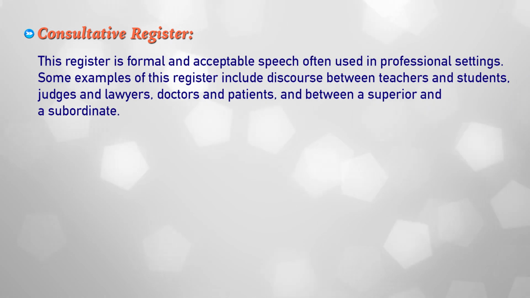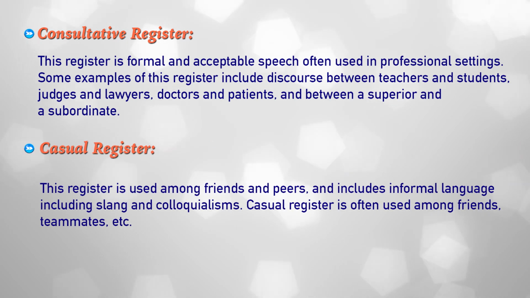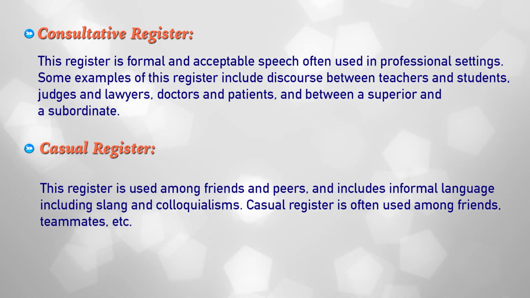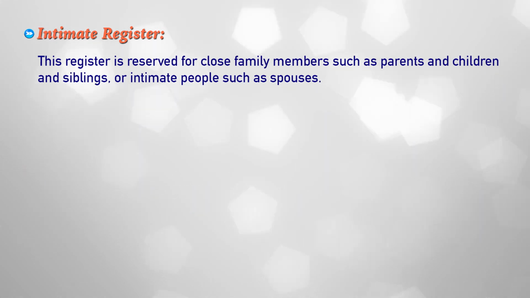The third is the consultative register, which is formal and acceptable speech often used in professional settings between teachers and students, judges and lawyers, doctors and patients, and between a superior and a subordinate. The casual register is one that we use between friends and peers and involves informal language, including slang and colloquialism. And finally, there is the intimate register, which is used between parents and children, siblings, and intimate people like spouses.